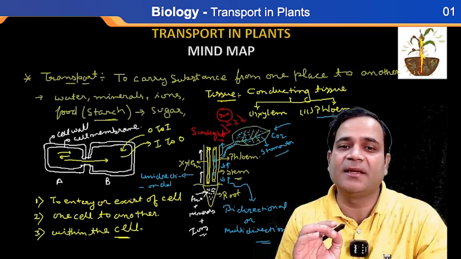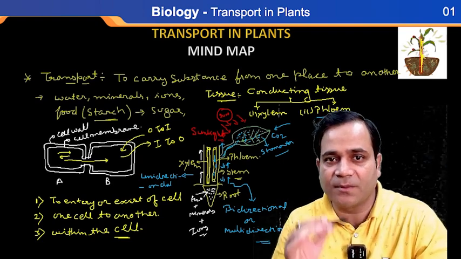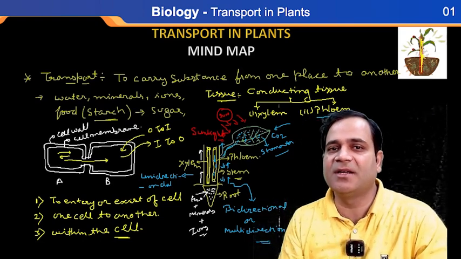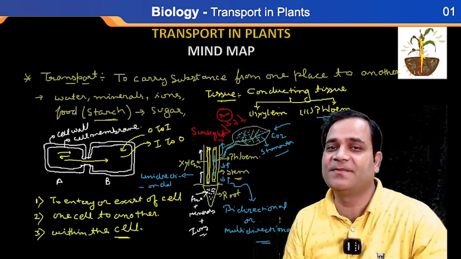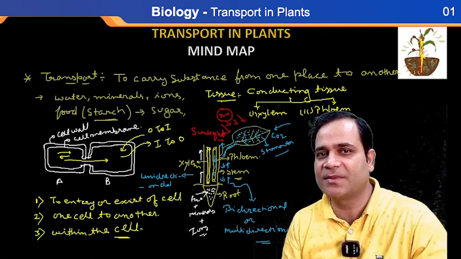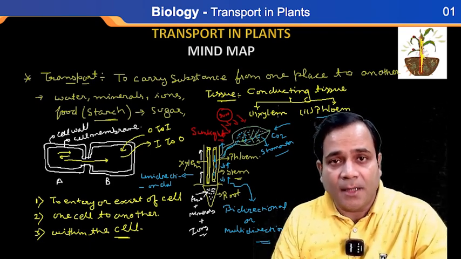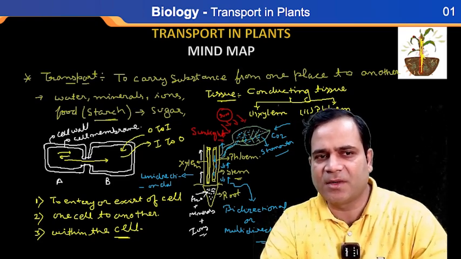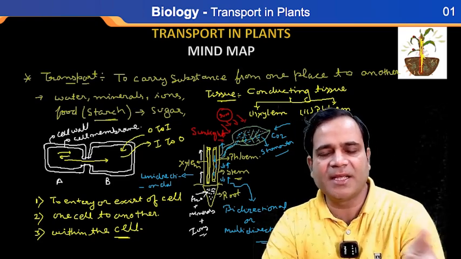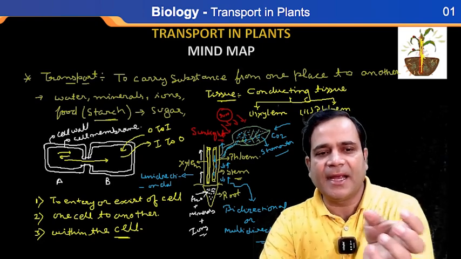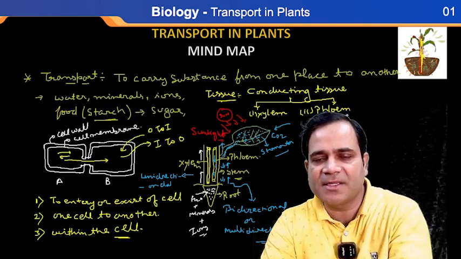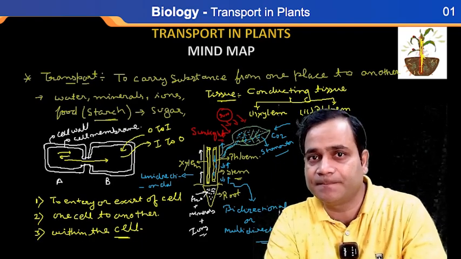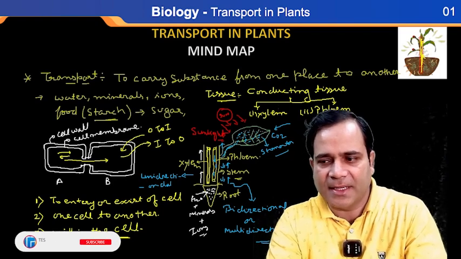And this phloem carries the manufactured food in both directions, my dear, in the upward direction as well as the downward direction also. This is the point that you have to know. Now the basic idea here is clear: what things are to be transported in plants, and how the transportation takes place in plants. That is clear here, my dear.